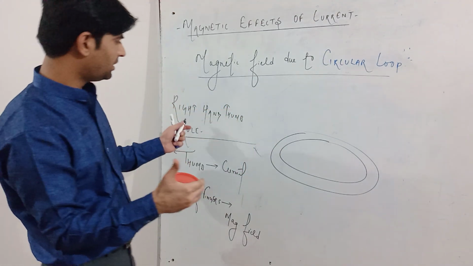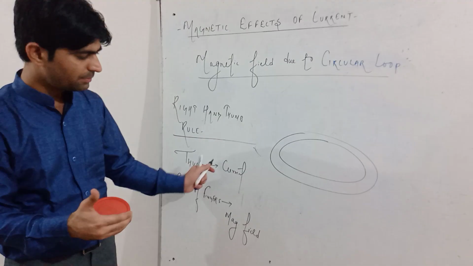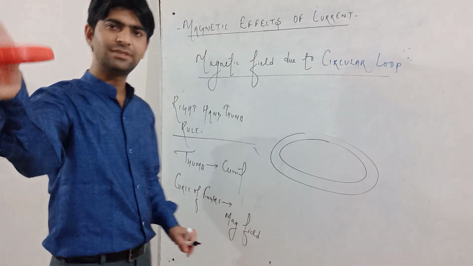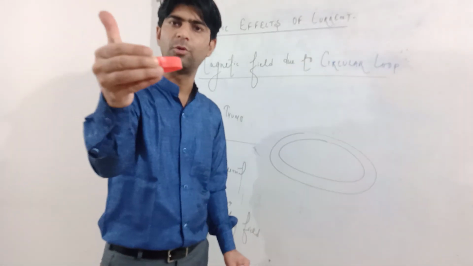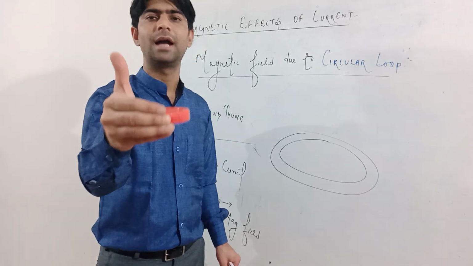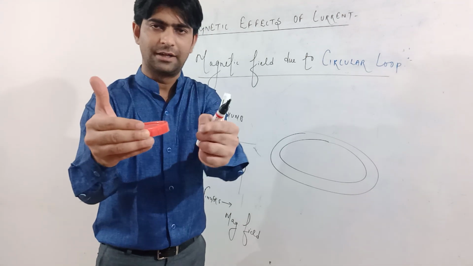Again I said right hand thumb rule, again this is the right hand thumb rule, but the parameters will be reversed. Now how will the parameters be reversed? Suppose I am holding this ring, suppose this is a loop, if I am holding this loop in my right hand in such a way that now the curls of fingers will indicate current.